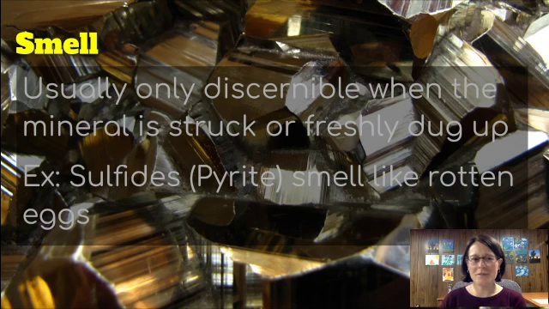The next one is smell. This is usually only discernible when the mineral is struck, as in if you hit it on something, or it's freshly dug up. An example of this are sulfides, and pyrite is a sulfide, fool's gold. They smell like rotten eggs. So only some minerals will demonstrate this, and it could be kind of hit or miss depending on if you strike it on something or if it's freshly dug up.